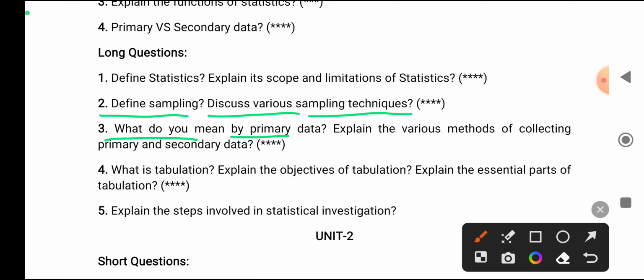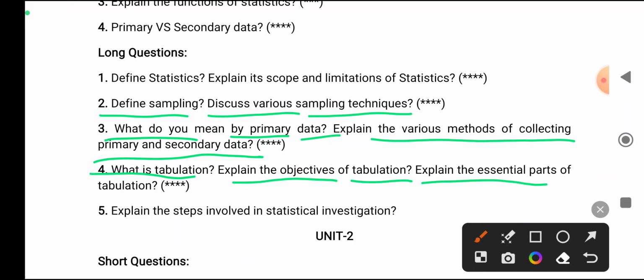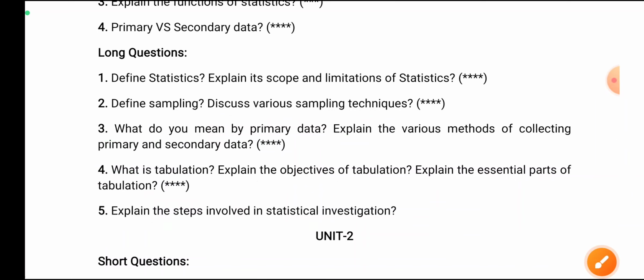What do you mean by primary data, and explain the various methods of collecting primary and secondary data, like preparing a questionnaire and other methods to collect primary and secondary data, that is asked. What is tabulation? Explain the objectives of tabulation, explain the essential parts of tabulation. This is also one of the most important questions. Explain the steps involved in statistical investigation. Sometimes this is also asked as a C category question.